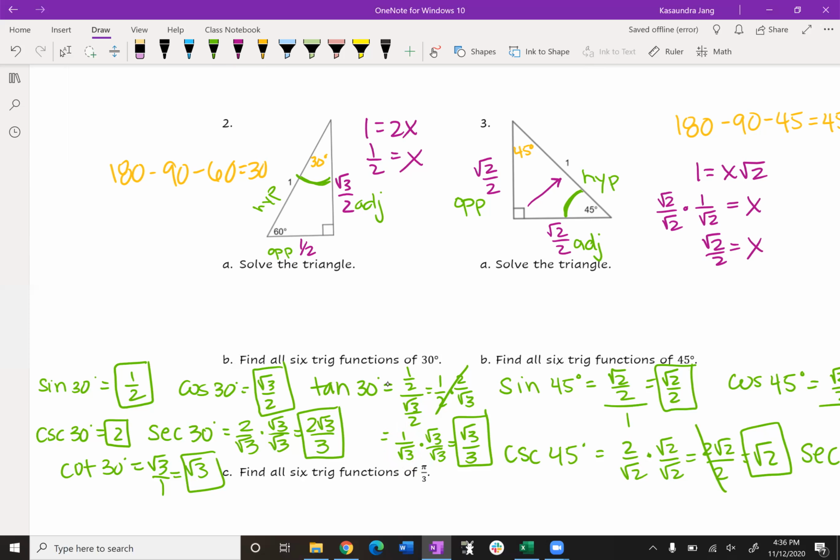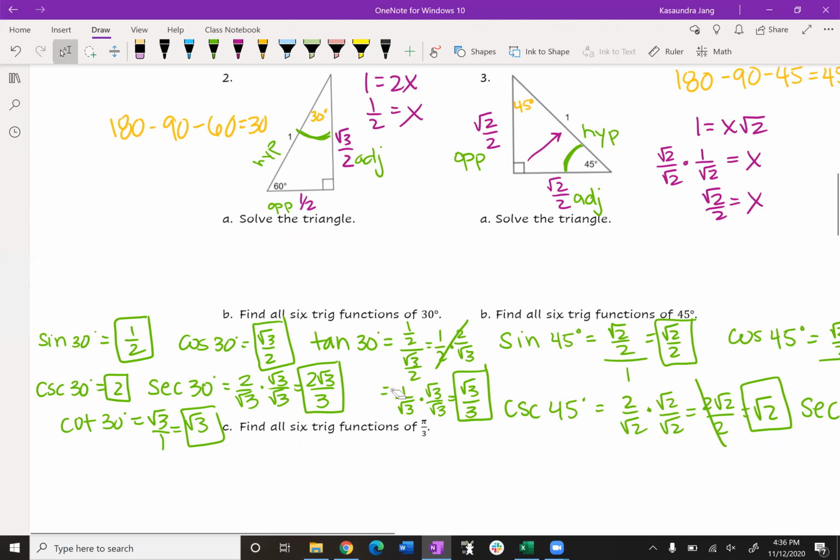Okay, they also want us to find all 6 trig functions of pi thirds. Now, I always have some angle, but they gave me angles in degrees so far. This angle is in radians. So let's see what part of the triangle it's talking about. Pi thirds multiplied by 180 over pi. I'm turning it into degrees.